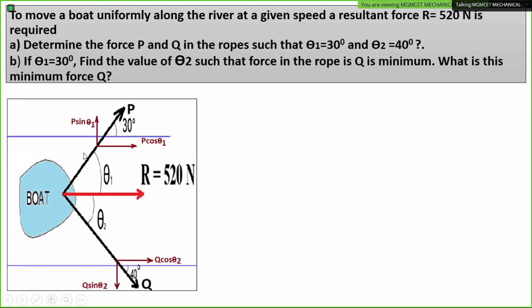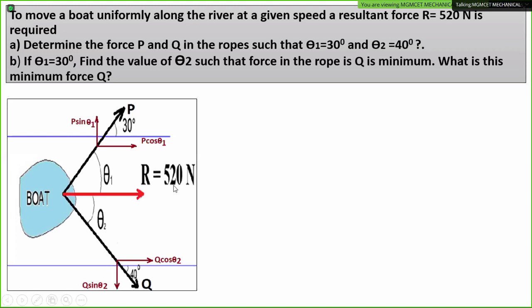So we are applying the two forces. One is force P, another is force Q. The P is 30 degrees, Q is making an angle of 40 degrees over here. Okay, so we are applying the two forces and we have to move the boat with a certain uniform speed. और उसके लिए क्या चाहिए मुझे? The resultant of these two forces has to be 520 Newton.